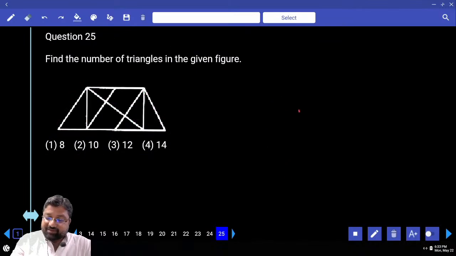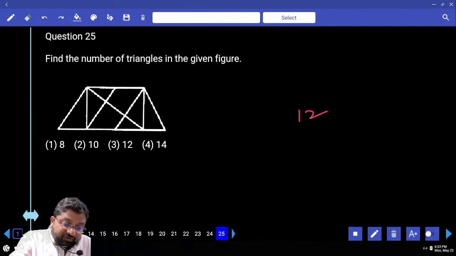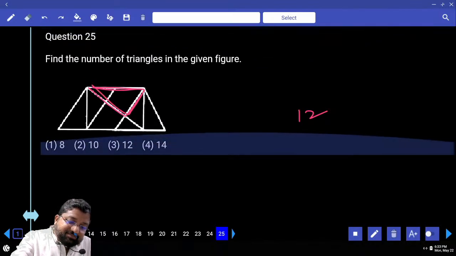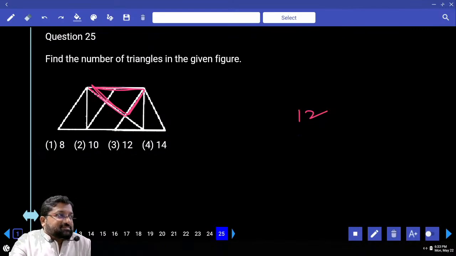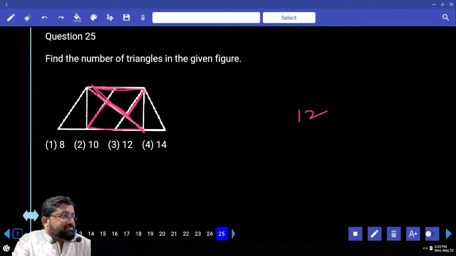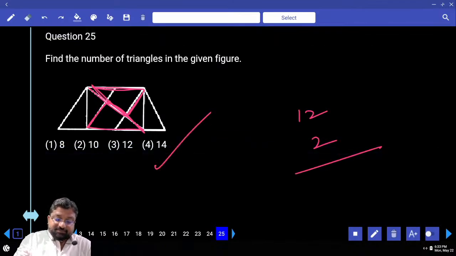Combination, this one makes 12. Done? So as of now how many? 12. Most of you will answer it as 12. Yes? But there is one small problem here. We have forgotten this particular one. Did you forget or not? The same is visible here. Tell me. How many did you get? Any doubts?